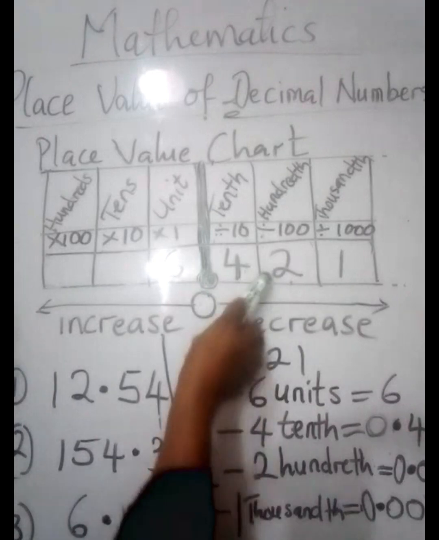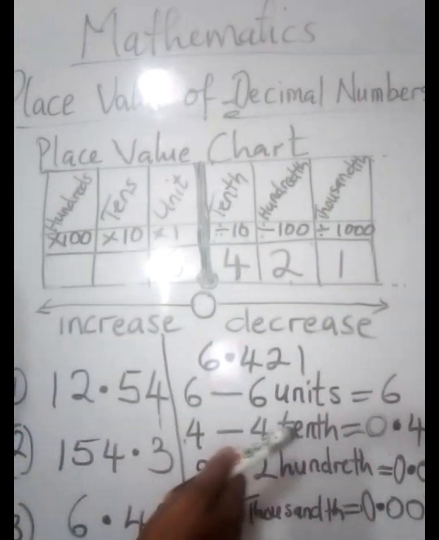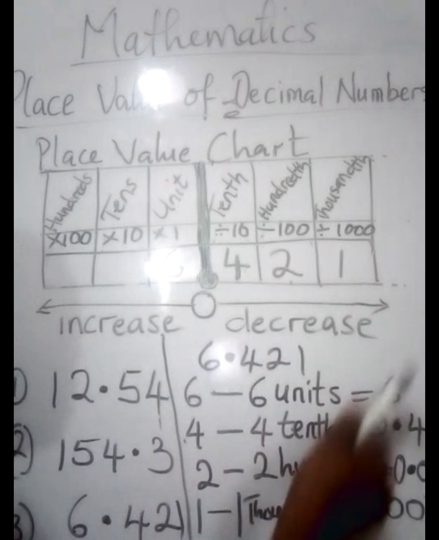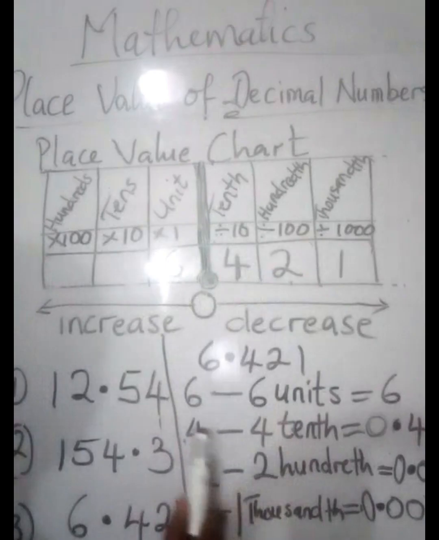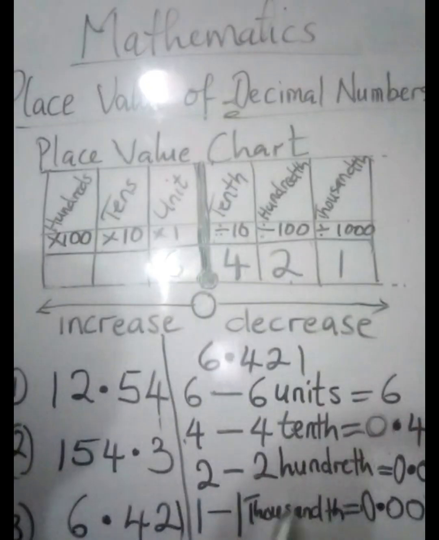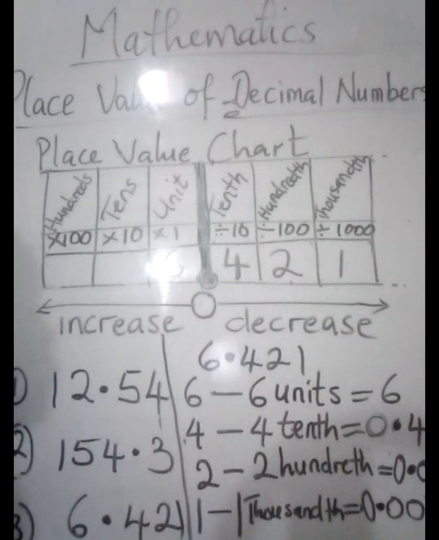So for the value of 4, for instance, it is 4/10, and then the value of the 4 itself is 0.4. So these are the place values in the middle, and these are the actual values that we wrote out. I hope it is clear. 6 units, 4/10, 2/100, 1/1,000. Those are the place values. Then the actual numbers we wrote out are the values of the different digits. Okay, I hope this is clear enough.